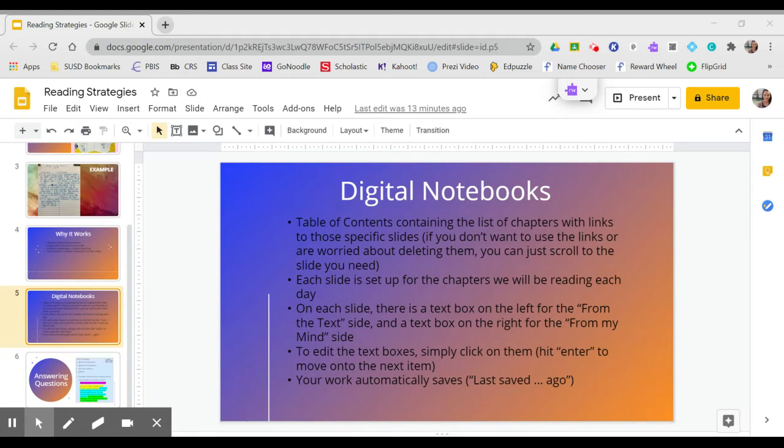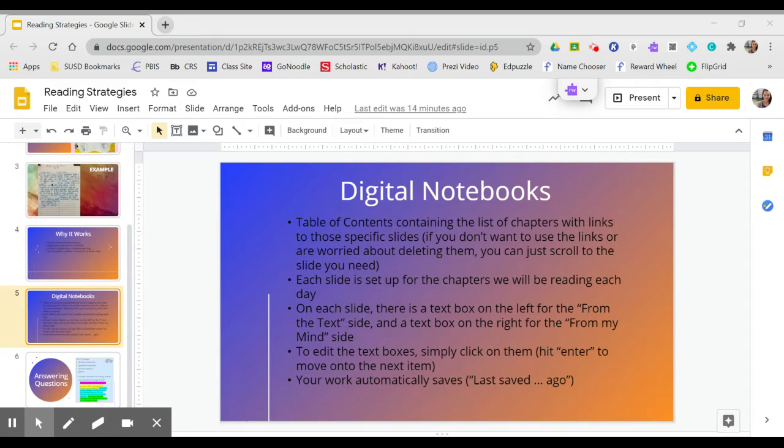Since we're not in person quite yet with our pencil and paper, we're going to be doing digital notebooks in this age of COVID. So we're going to be using a table of contents containing the list of chapters with links to specific slides. You don't necessarily need to use the links. I know some students last year were afraid about accidentally deleting anything, so you can always just scroll down on the side. We're going to use that to record our notes that we just went over for the double entry journal, and it will be stored under whichever chapters we're reading for that specific day.